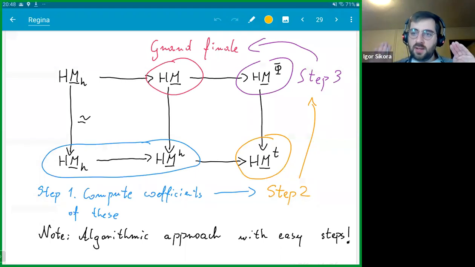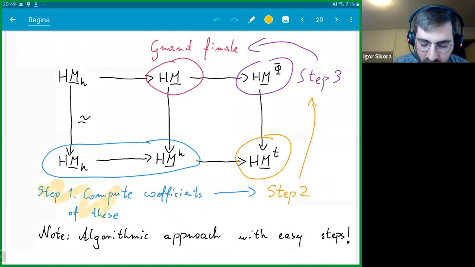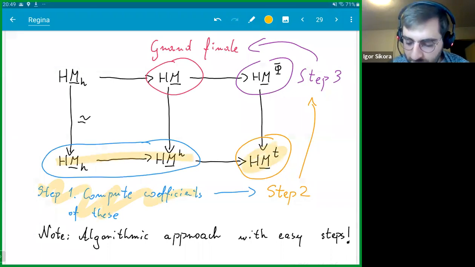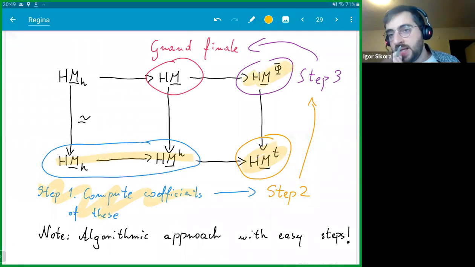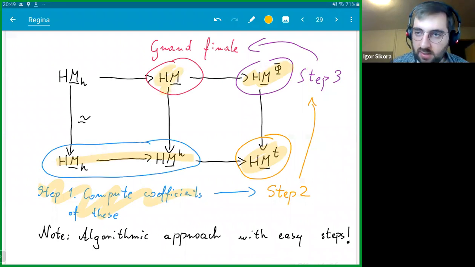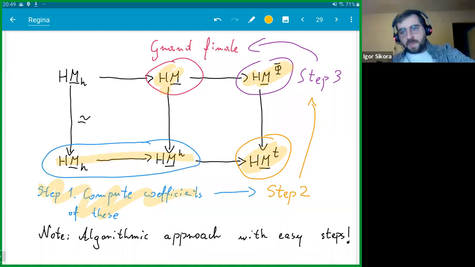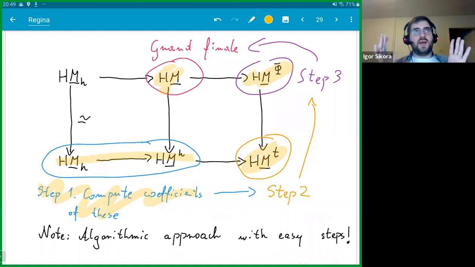So how does this procedure look, algorithmically? We start with step 1 here. Then step 2 was to derive the coefficients of the Tate spectrum, then derive the coefficients of the singular spectrum. Then the grand finale is the coefficients of our Eilenberg-MacLane spectrum. After you have some practice, it turns out this is an algorithmic approach with really easy steps.